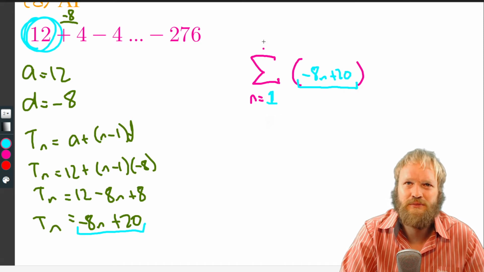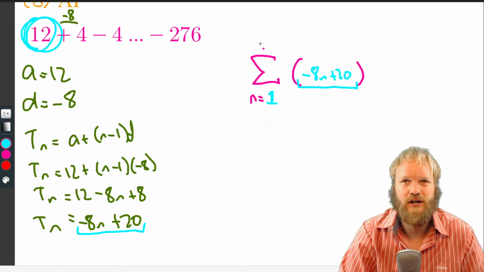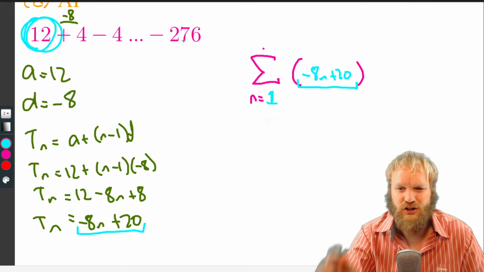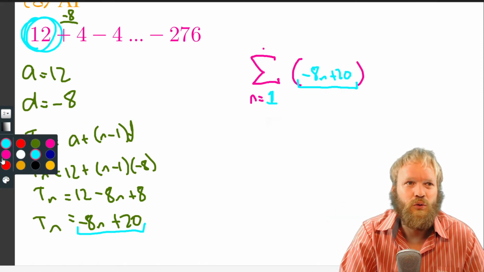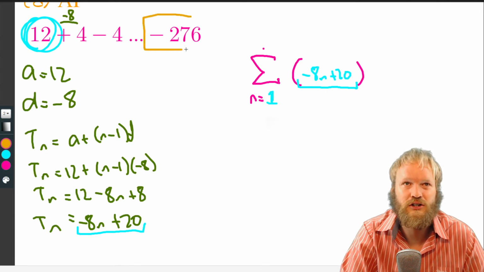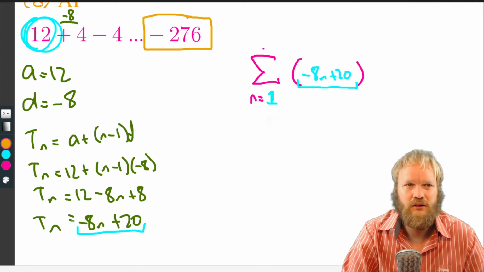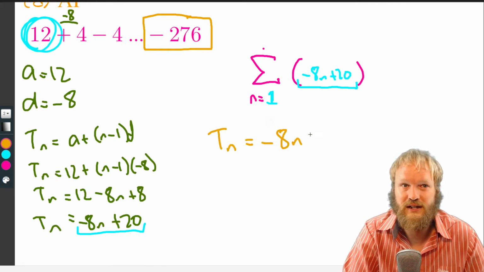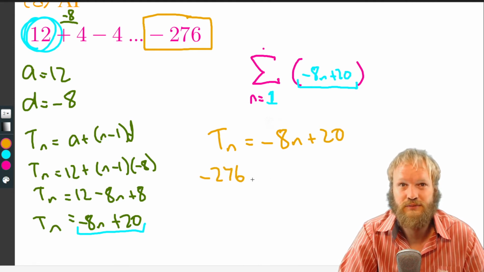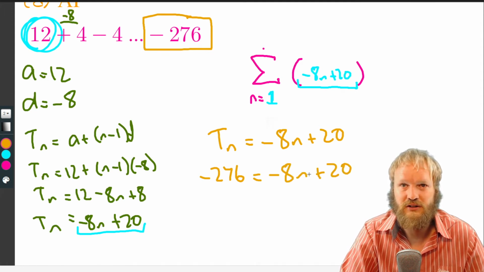Okay, now the last part we need to figure out is how many terms we've got, because then we can work out that last bit. So we've got the value of the last term. We've done a few of these over the course of a few lessons. How are we going to determine what number term this last term is? We're going to substitute it into this formula. So I'm going to write it here. Tn equals -8n plus 20. We know the value of the last term is -276. We don't know what n is, so we're going to leave it as n. Formula, solve, go for it.